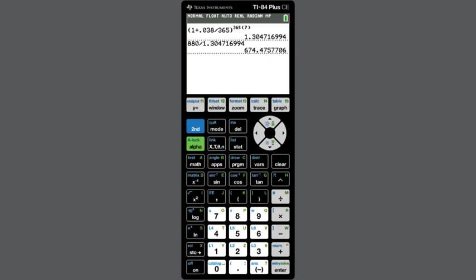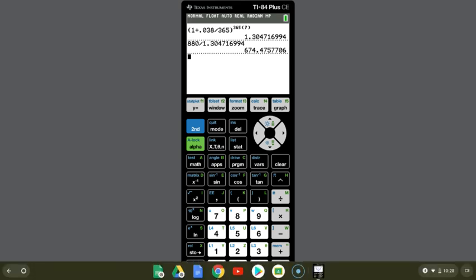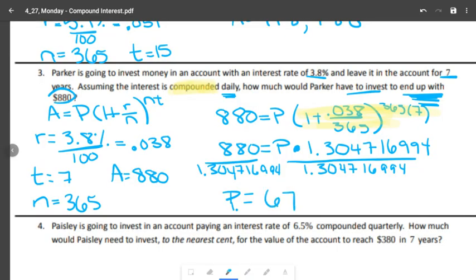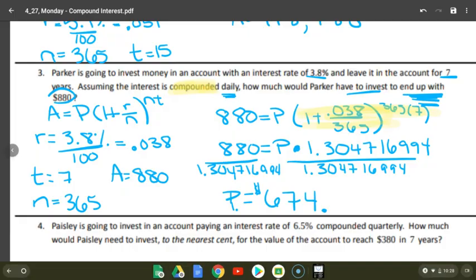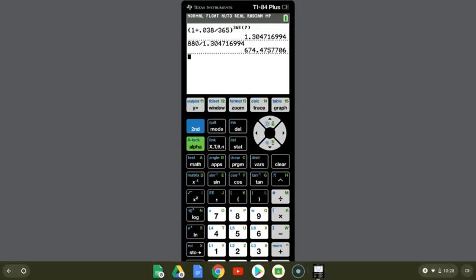And this question did not tell us where to round. So we're going to go nearest cent again, 2 decimal places. So 0.47, and then the 5 tells the 7 to round up to 8. So we have $674.48.